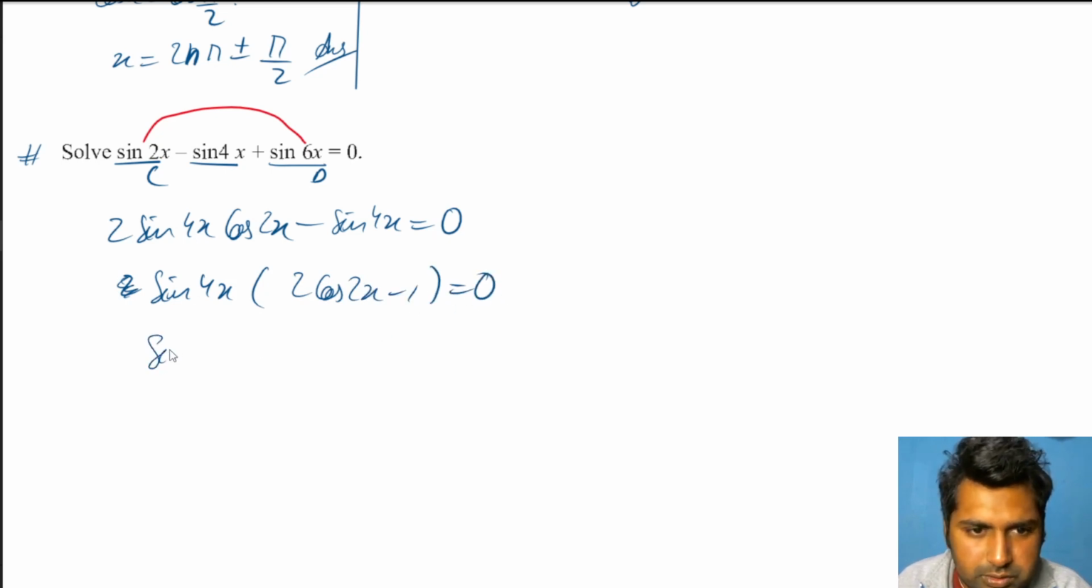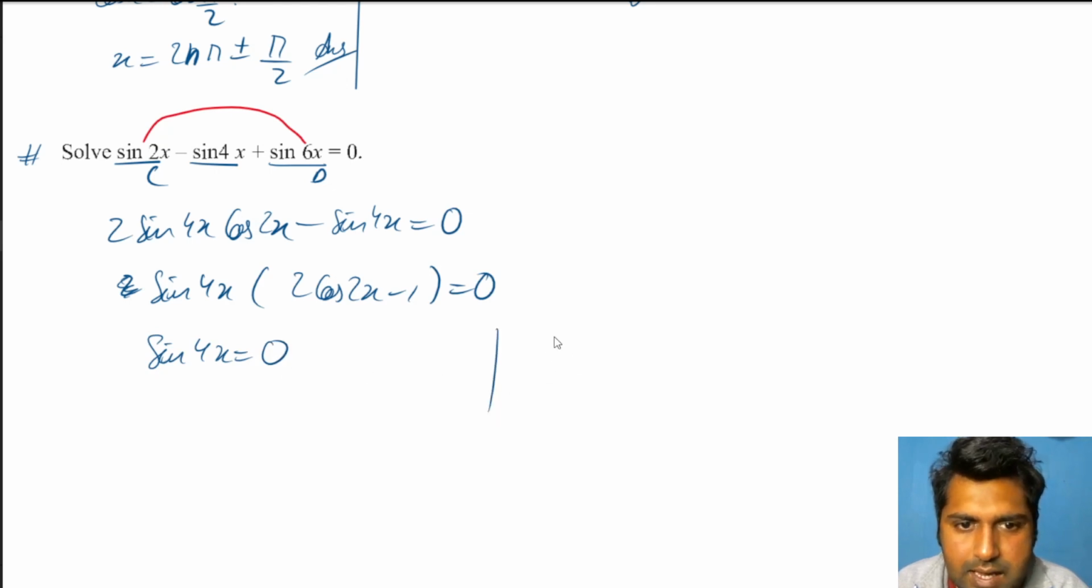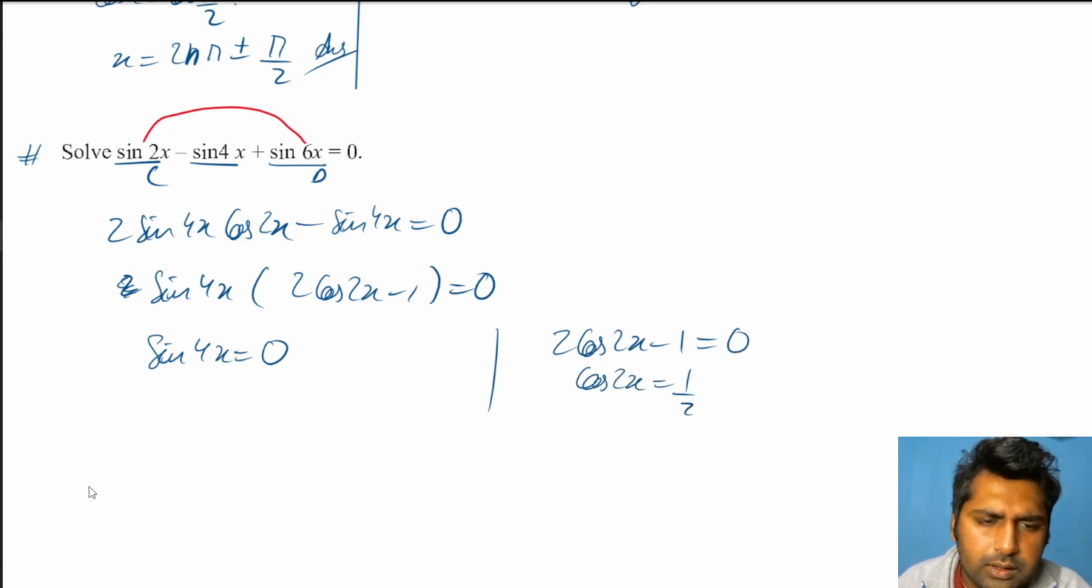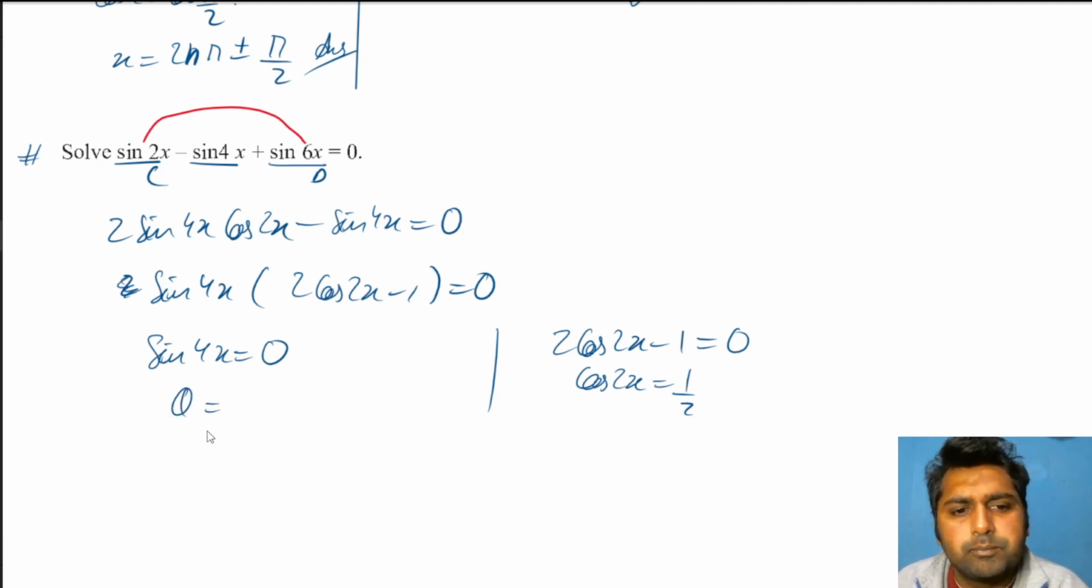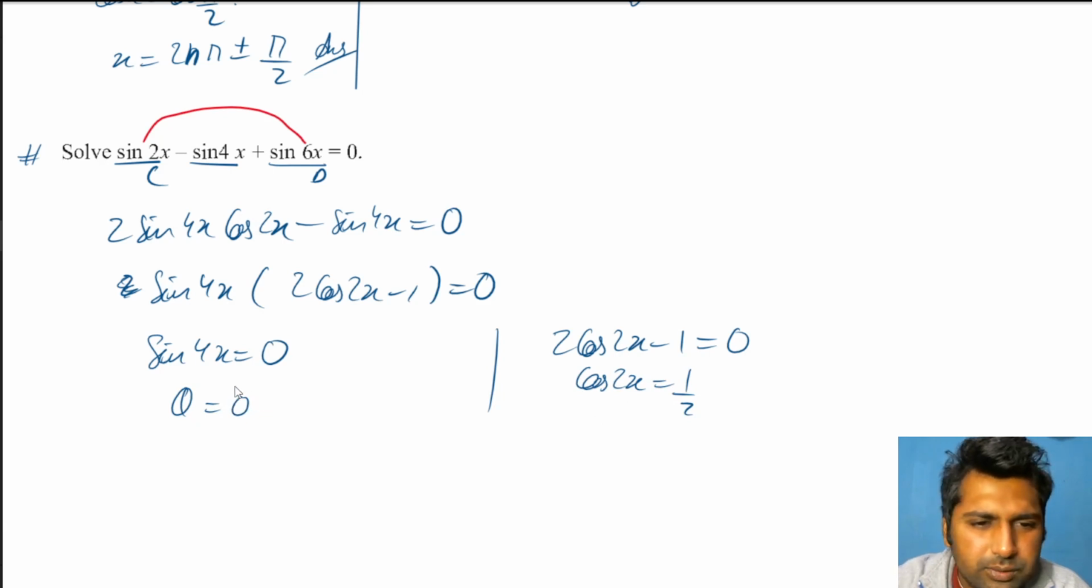So basically you get two solutions: sine 4x equal to 0, which we have to solve once, and 2 cos 2x minus 1 equal to 0. That gives you cos 2x as 1 by 2. Let's solve for this one. What is the general value? Theta. Sine is 0 when theta is 0. So radian is also 0.